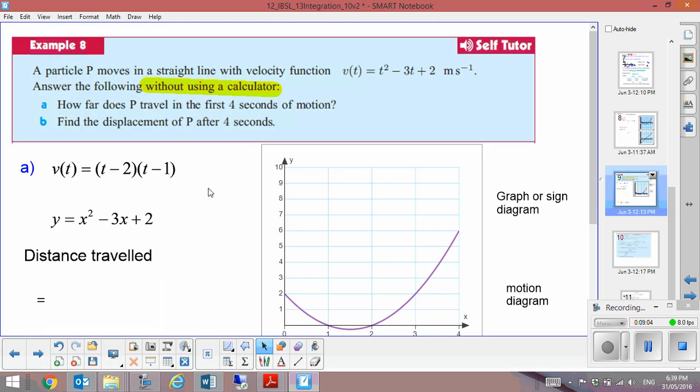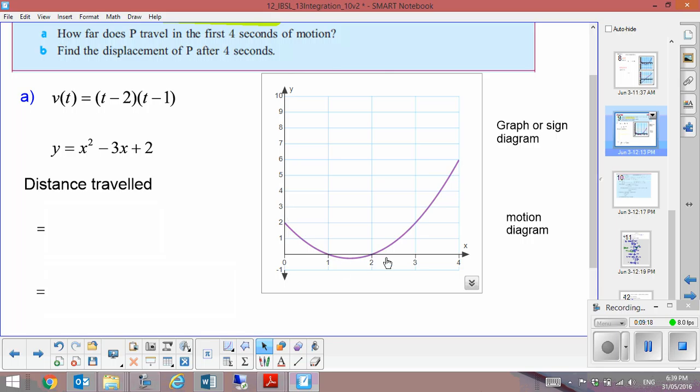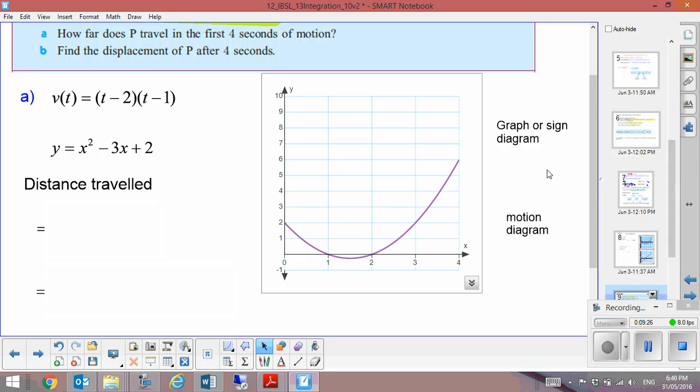No calculator, I still like to sketch a graph. In the textbook it goes through a sign diagram, but I like to think I can factorise that and do a quick sketch. So you should be able to sketch this graph up without your calculator. You could do a sign diagram or a motion diagram. If I want the distance travelled, then remember that's the scalar quantity, so I want the absolute value of the velocity function. So you could do that.